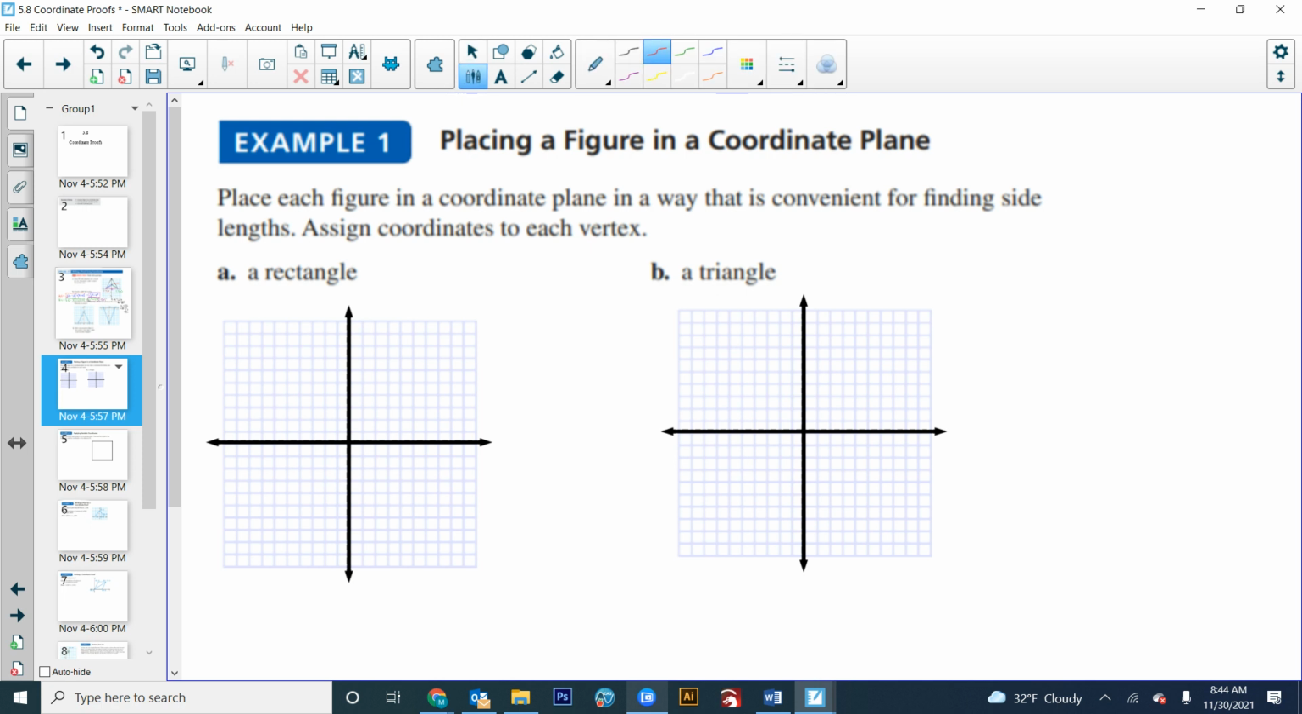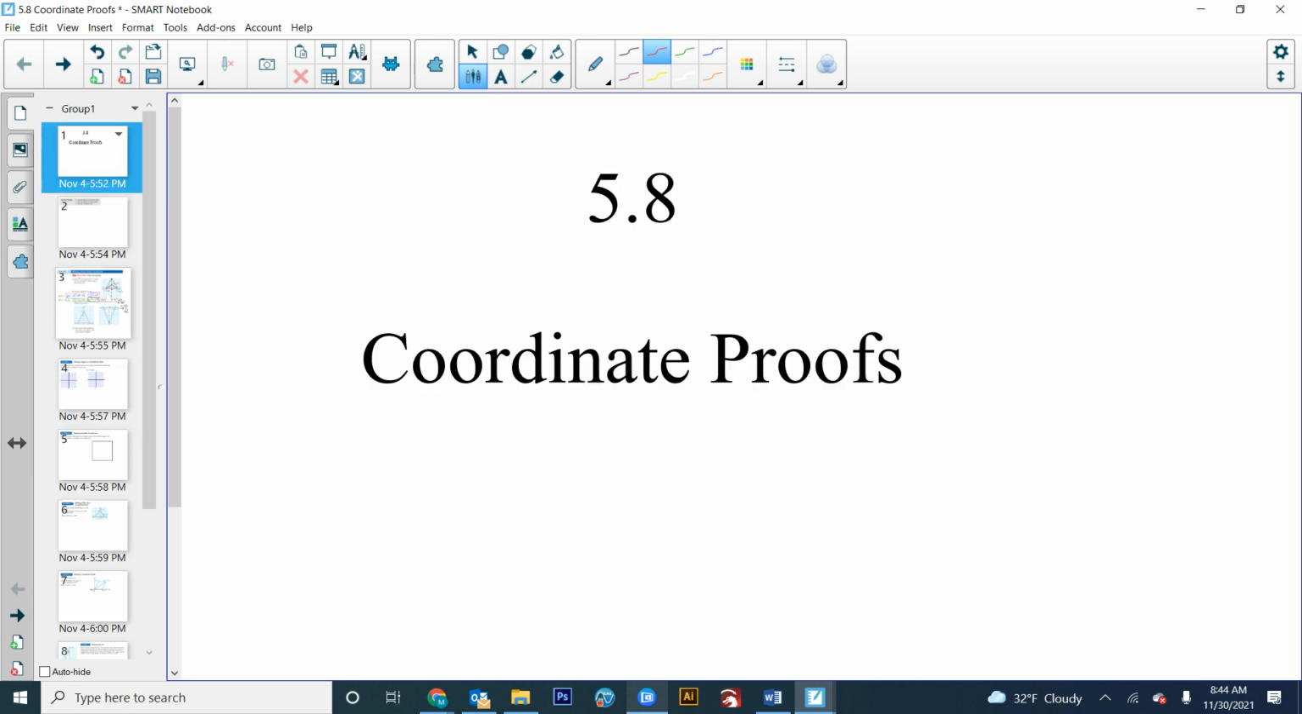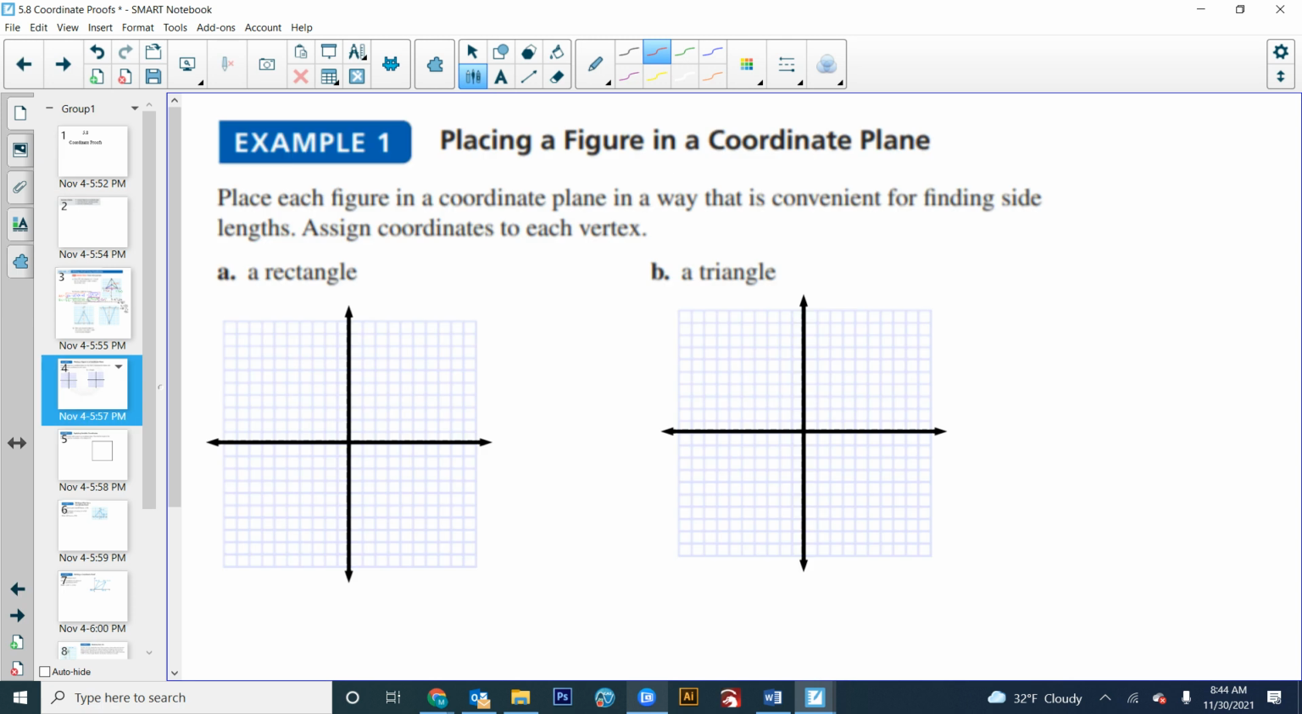When I made this, your graph's a little different than mine. That's on purpose. Place each figure in a coordinate plane in a way that is convenient for finding side lengths. This whole section is called coordinate proofs. Coordinate means on the XY axis. You're going to need graph paper for homework tonight. I provided all the graphs in the notes.